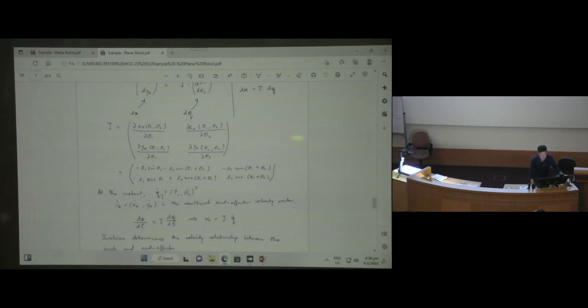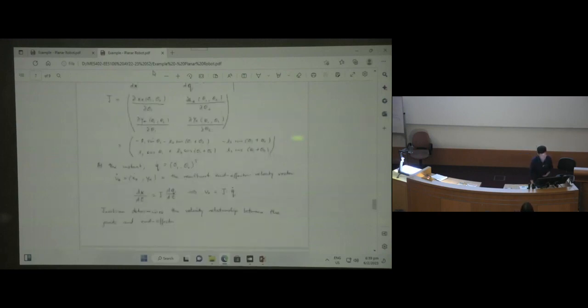A lot of the time we use Q dot instead of theta, because Q can be inclusive of the prismatic joints. This example is a revolute joint, so it will be theta 1, theta 2. So Q is equal to d_i if it's a prismatic joint, and equal to theta_i if it's a revolute joint. The Jacobian determines the velocity relationship between the joint and the end effector. So your Jacobian matrix is given over here.